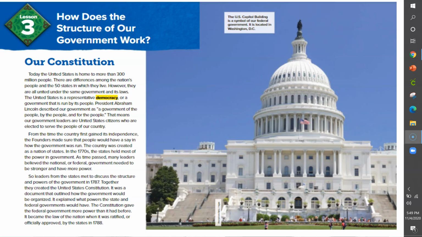Well, if we think about what democracy means, it is a government that's run by its people. And a U.S. citizen is elected by other or fellow U.S. citizens to represent them. So in this way, it reflects a government of the people, which is our president being a United States citizen, by the people, meaning the citizens voted on and elected the president, for the people, meaning the president serves the people of his country. Great job summarizing.